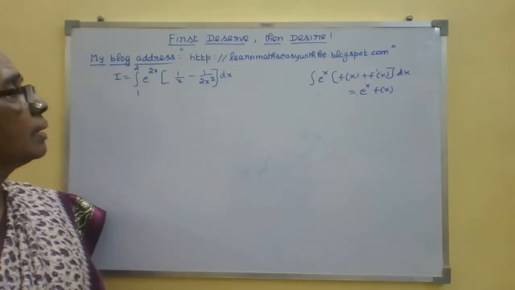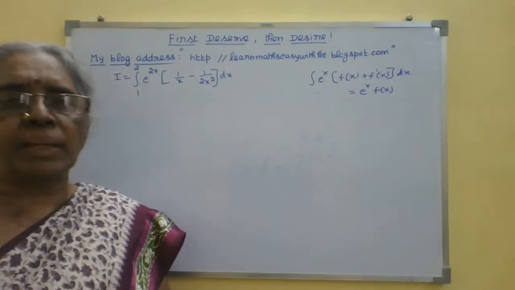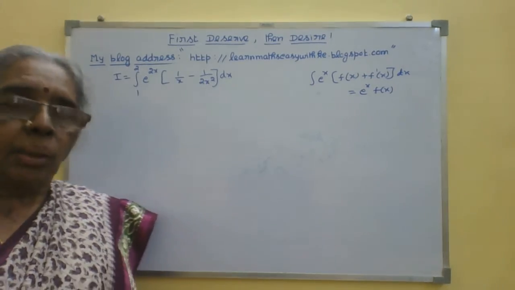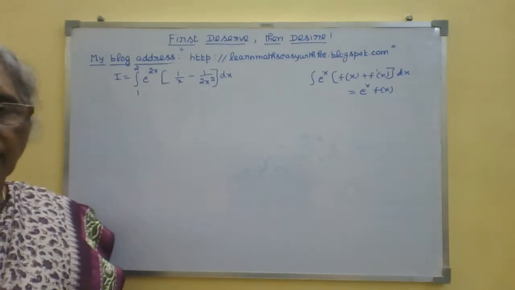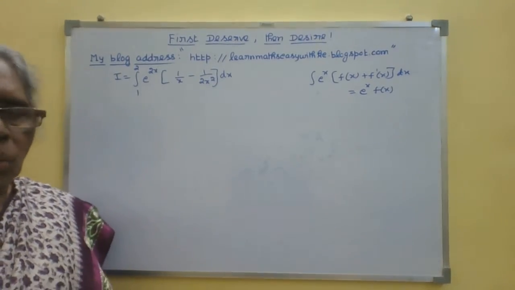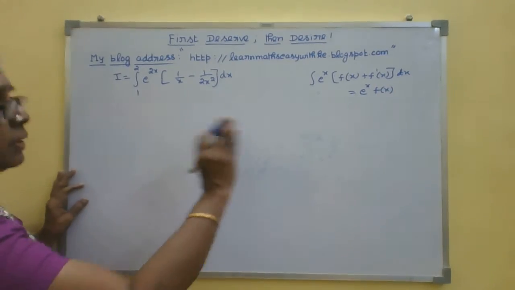So now here, straight away we won't be able to find the f of x and f dash of x. It won't fit into that. Not only that, e power, you should have only x. You cannot have any other thing. 2x and all you cannot have. So I have to do a substitution here. So first I have to adopt substitution.